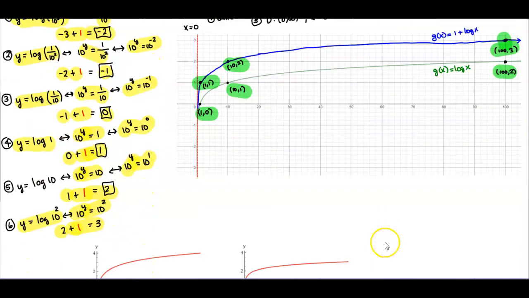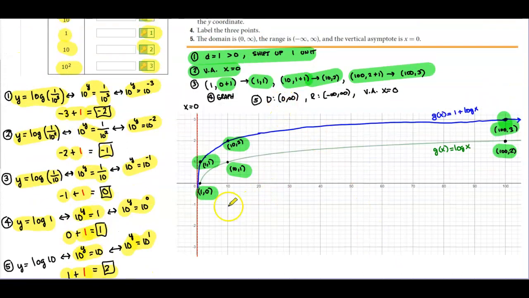And so the domain of this graph is going to be from 0 to infinity. The range goes from negative infinity to positive infinity. And then the vertical asymptote is going to be x equals 0.